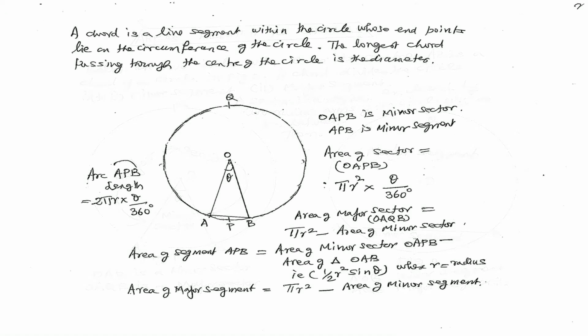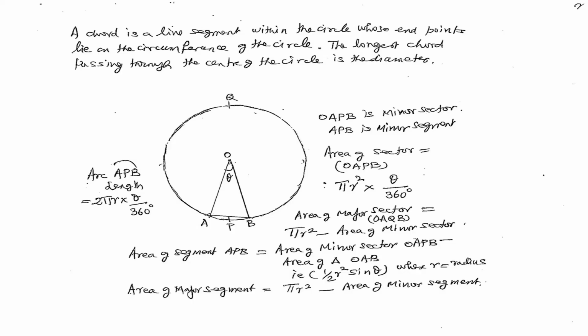In the next slide, a chord is a line segment within the circle whose endpoints lie on the circumference of the circle. The longest chord, passing through the center of the circle, is the diameter. Here in this figure, OAPB is minor sector, APB is minor segment. Area of sector OAPB is equal to pi r squared into theta, the angle, by 360 degrees. Area of major sector OAQB is equal to pi r squared minus area of minor sector, where r is the radius of the circle.